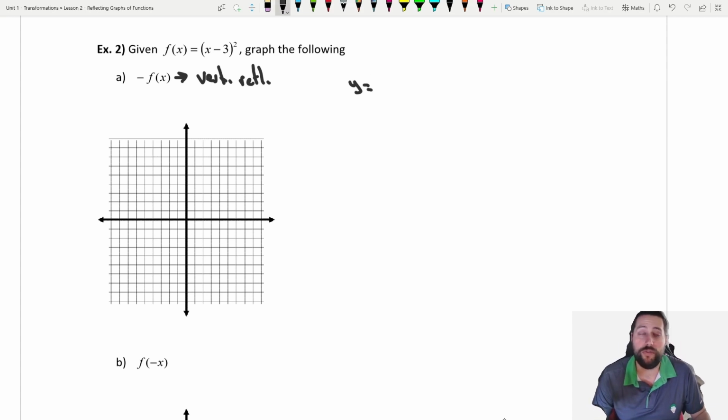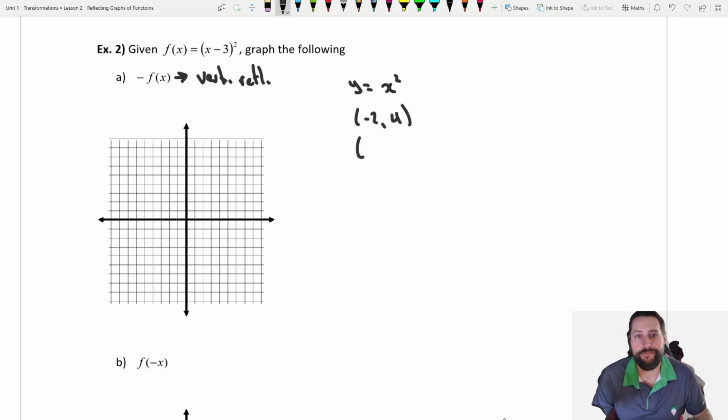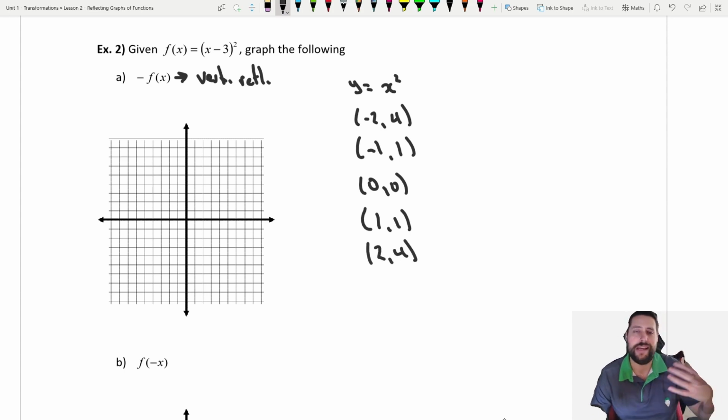What we're going to do is remember what the original function is. The original function, without any translations, is x squared. If we can recall what the shape of the function of x squared is, then it'll be easier for us to figure out what the translations have been. So y is equal to x squared has the points negative 2, 4, negative 1, 1, 0, 0, 1, 1, and 2, 4. These are the main points to graph a quadratic function.